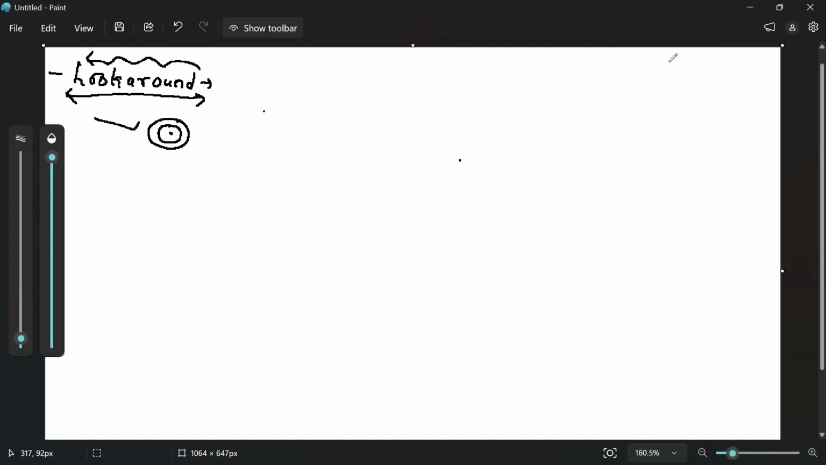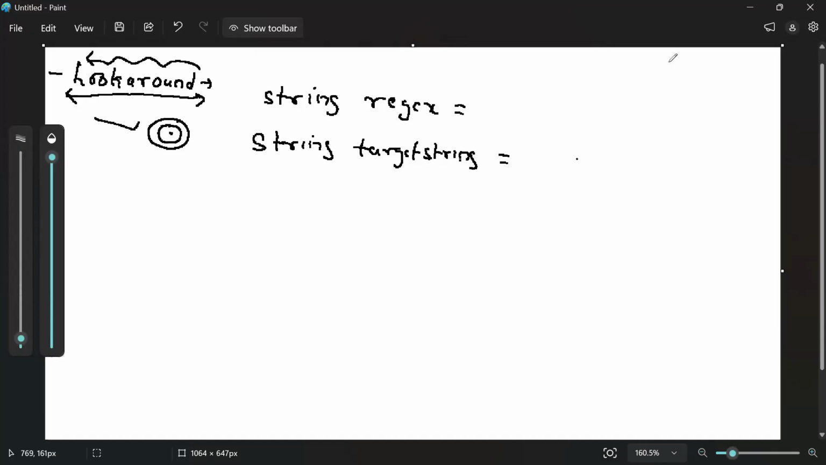Whatever sessions we had on regular expression till date, we have been discussing two things only. One is your regular expression, that is regex, and we frame those regex by ourselves. We had seen various ways to frame the regular expression. And the other thing is the target string. This target string could be anything.